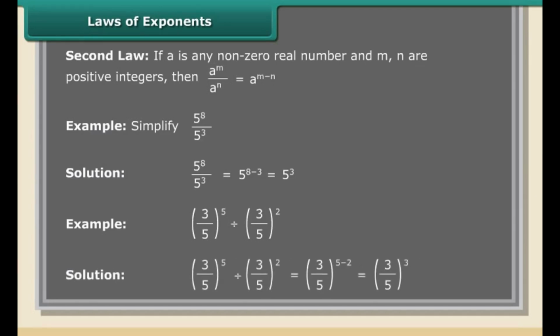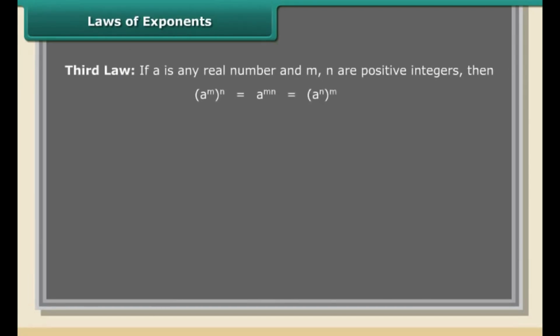(3/5)^5 divided by (3/5)^2 is equal to (3/5)^(5-2), which equals (3/5)^3. Third law: if a is any real number and m, n are positive integers, then (a^m)^n is equal to a^(mn), which equals (a^n)^m.